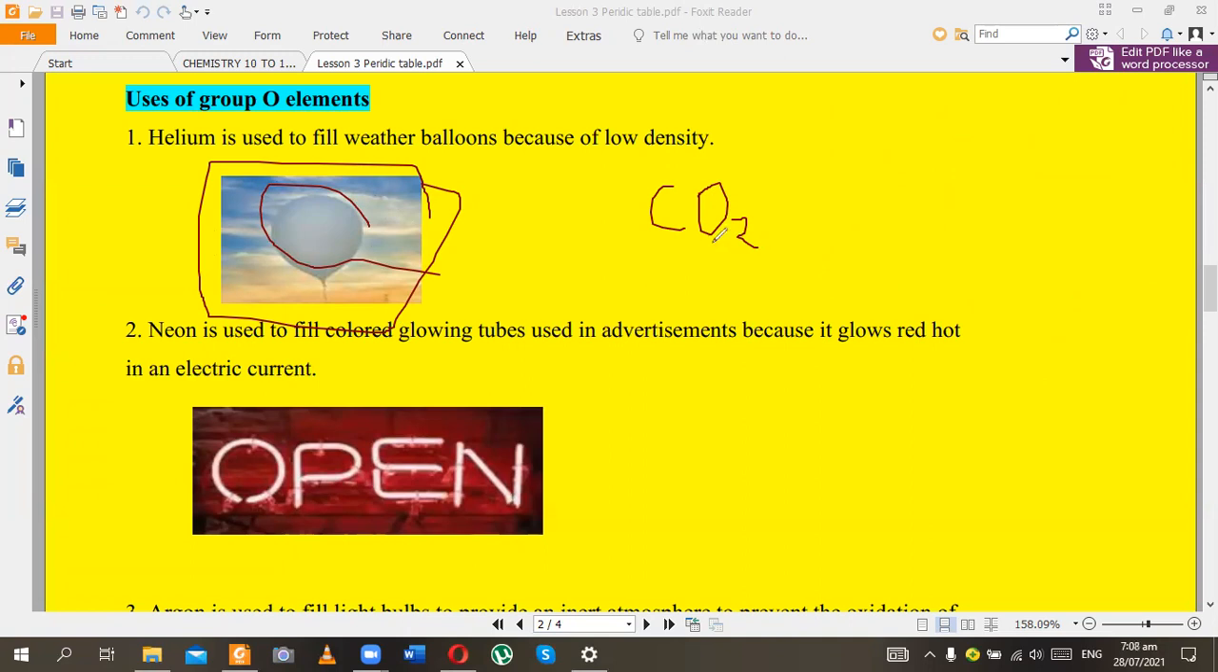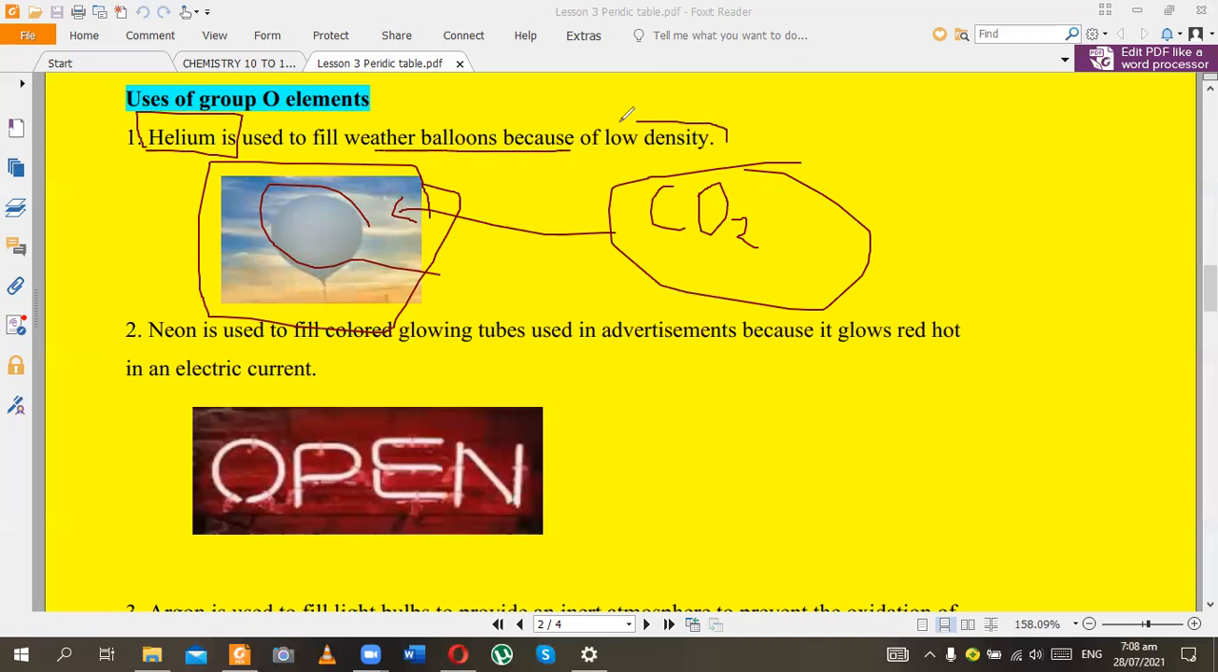If you put carbon dioxide in here, you find that this weather balloon will never go up. But we put helium because helium is light. So the function of helium is that it is used to fuel the weather balloon. Why? Because of the mass and the volume, expressed in terms of density. It has a low density. Therefore, it is used in weather balloons.